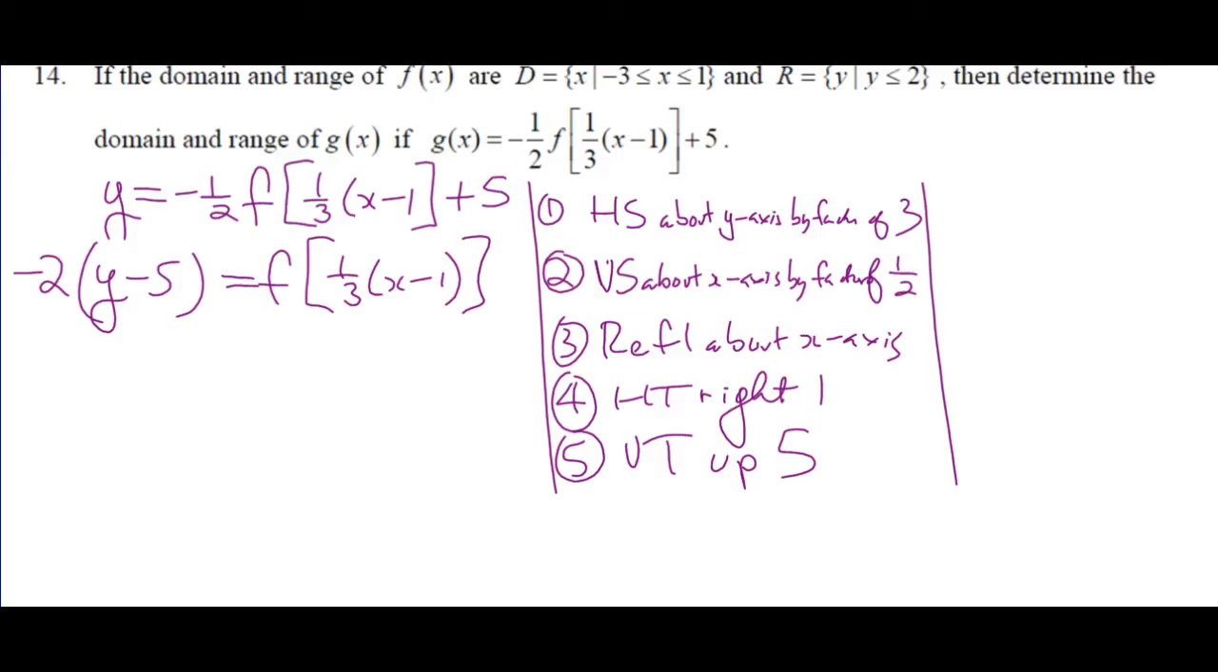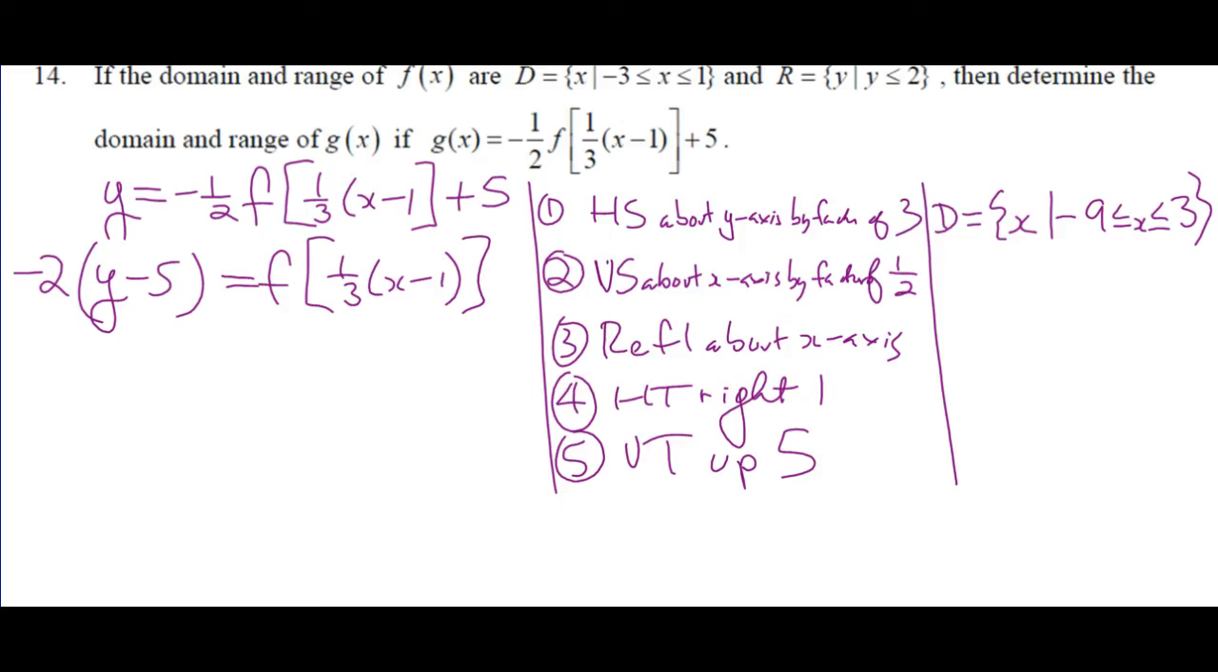So horizontal stretch, does that affect the domain or the range? My new domain is the set of all x such that, what's my new domain? One step at a time. Negative 9 less than or equal to x less than or equal to 3. Any questions? We're stretching by a factor of 3, so everything's going to triple, right?